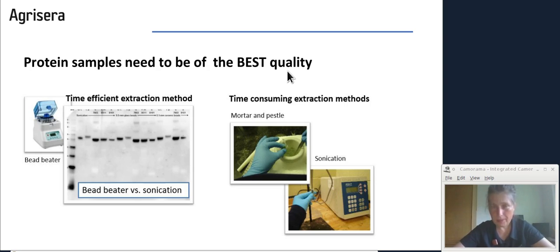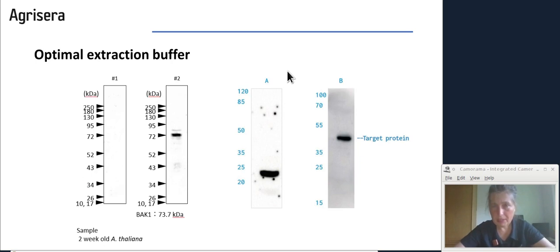Also, usage of protease inhibitors is recommended, and we have also seen cases when an inhibitor of proteasome has to be included to keep the protein from degradation. Optimal extraction buffer can result in very different Western blot results. Here you can see two examples where the extraction buffer has been adjusted between sample 1 and 2, and in the second experiment, there was a detection of the target protein.